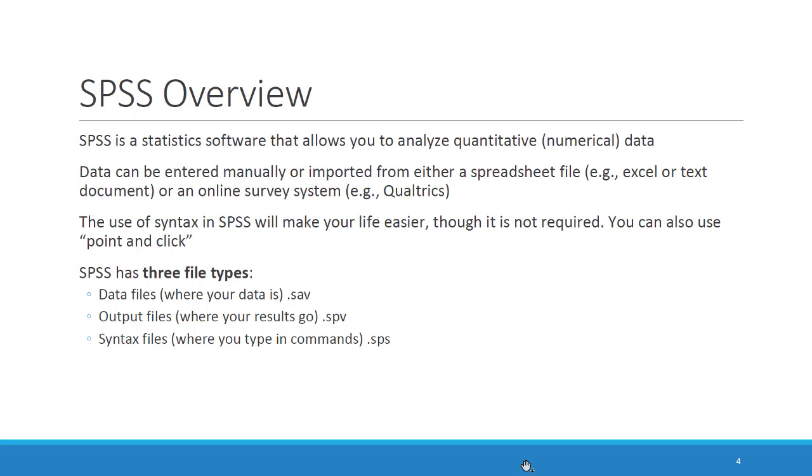The next is your output file, and this is where your results go. So when you run a computation, when you run an analysis, you automatically have this output file created for you, which is a separate file from your data file. And this is a .spv file. So when you're working on your data, make sure that you are saving your output files in addition to your data files. The third type is your syntax file, and this is where you can either type in commands, what we call syntax, or you can have SPSS automatically create code for you and save it in that syntax file. And this is an .sps file.